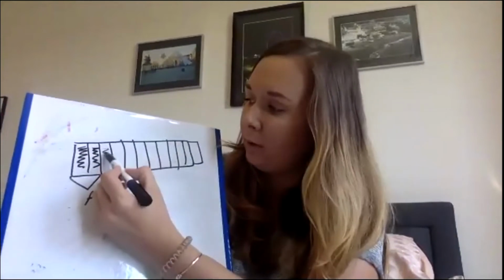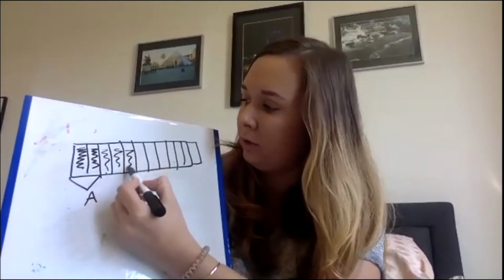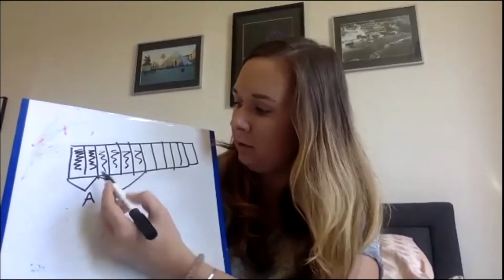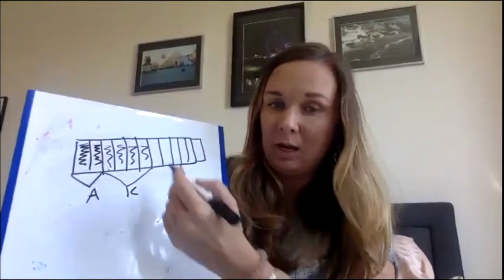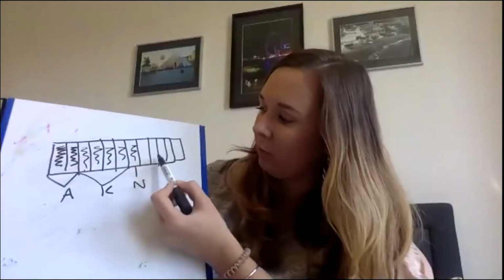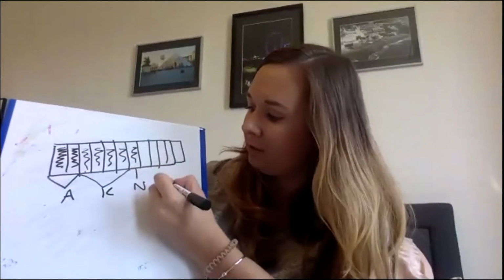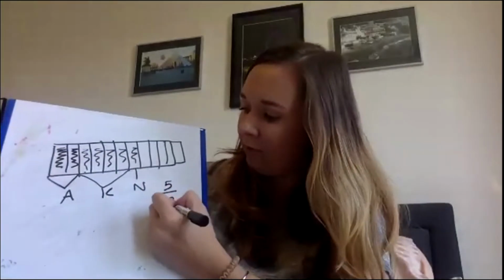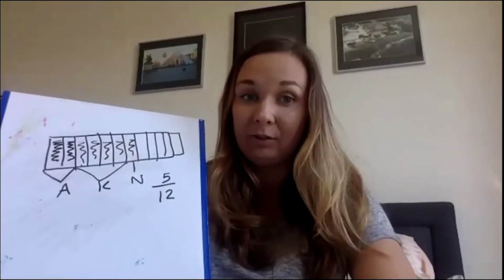Camille ate 4/12. 1, 2, 3, 4. That's Camille. And Noah ate 1/12. And it asks what fraction of the cookies are left. So if I'm using a picture, I can just look and see that 1, 2, 3, 4, 5 pieces out of 12 are left. So 5/12 are left.